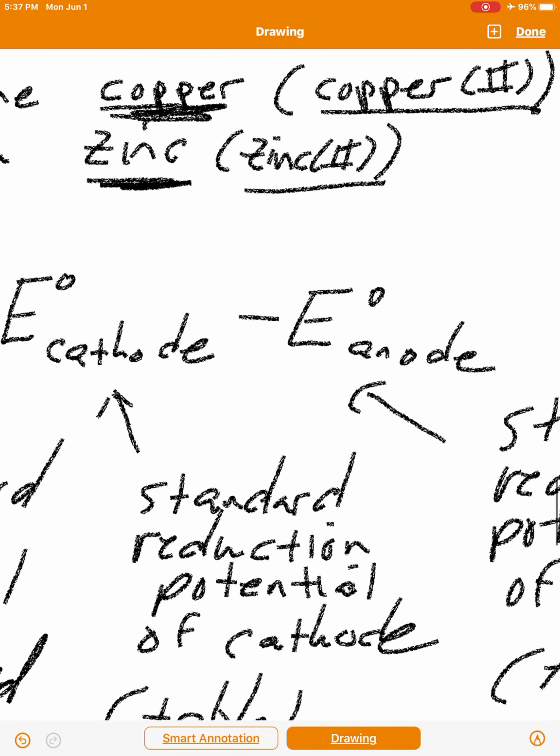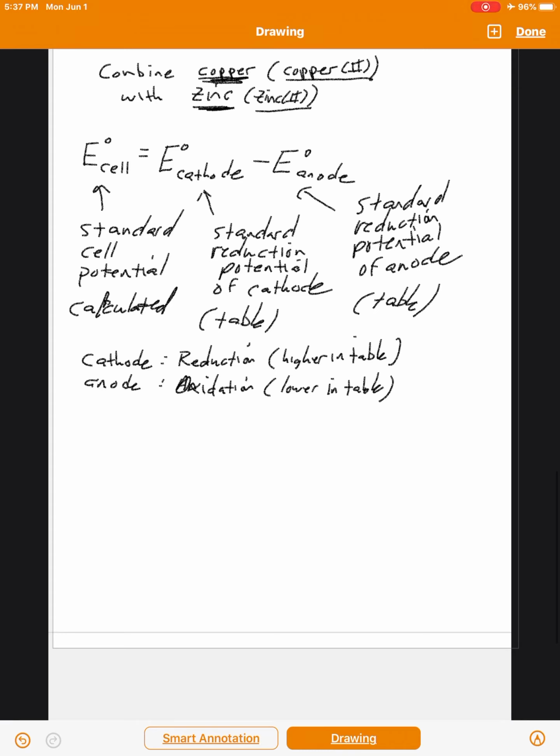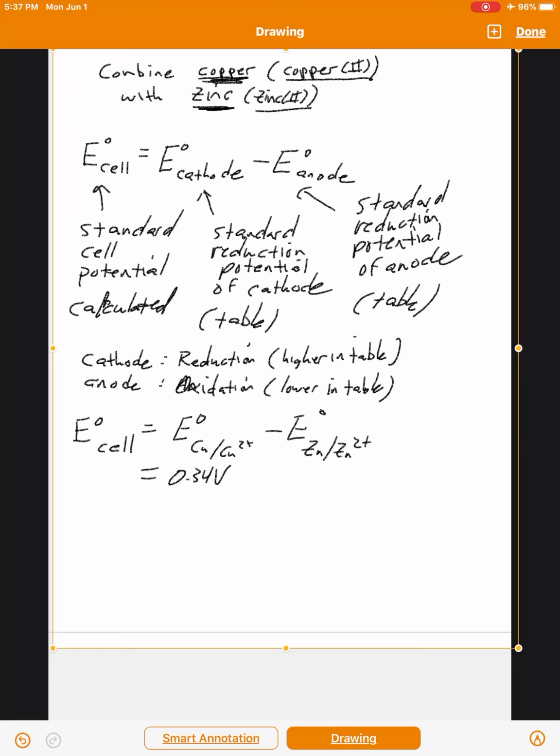So now we can calculate the cell potential so easily because now we know what they are. The cell potential is going to be the standard reduction potential of copper 2, minus the standard reduction potential of zinc 2, right? Because copper's higher up and zinc is further down. It's that easy. So it's 0.34. Just be careful you look for the signs. Negative 0.76. So you get 1.1 volts.